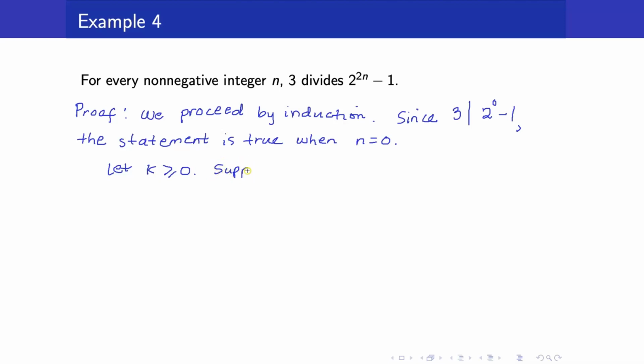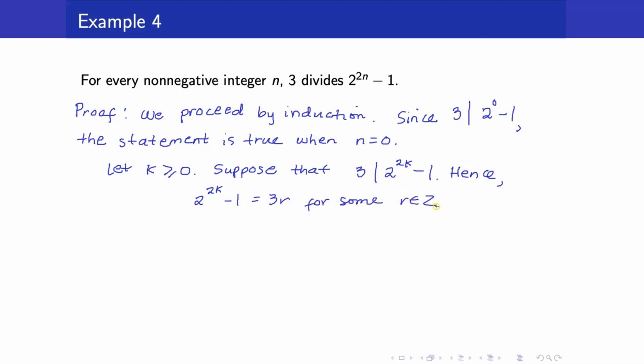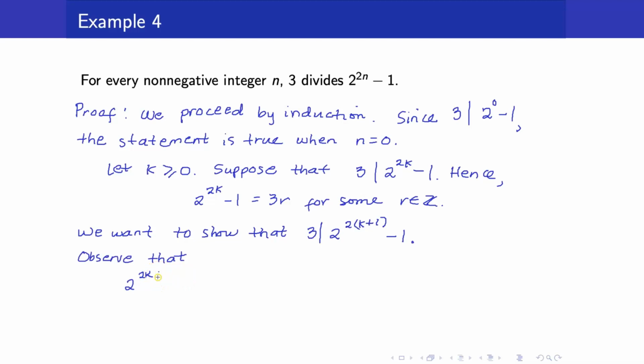and we suppose that 3 divides 2 to the 2k minus 1. Hence, we have that 2 to the 2k minus 1 is equal to 3r for some integer r. We want to show that 3 divides 2 raised to 2 times quantity k plus 1 minus 1. Let us now consider this expression. This expression is equal to 2 raised to 2k plus 2 minus 1. How can we make use of this 1?